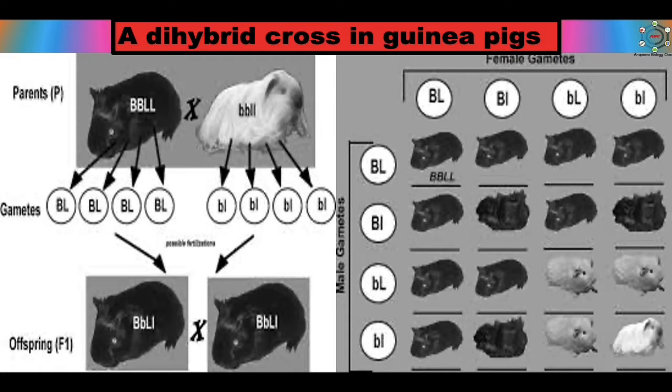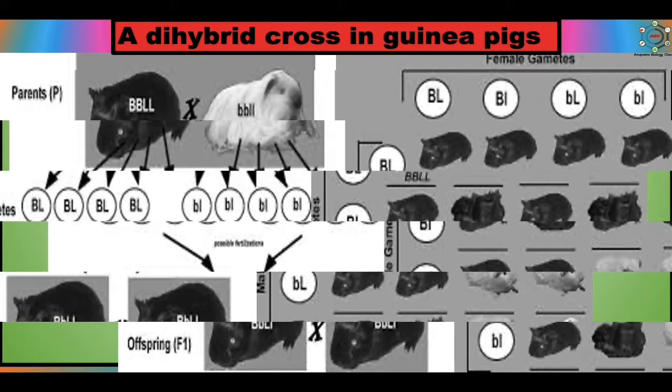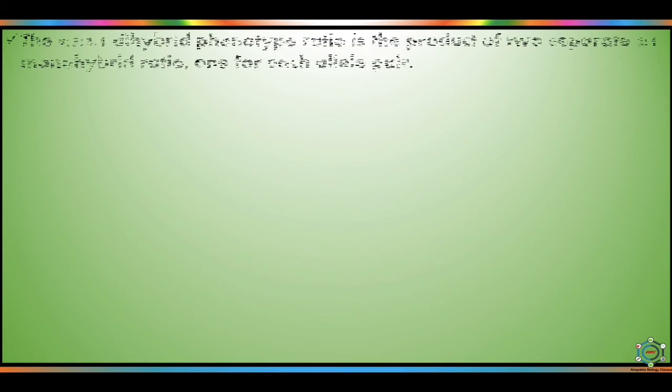Then in the F2 generation, because of the dihybrid cross, 16 offspring form, which shows 9 black short haired, 3 black long haired, 3 white short haired and 1 white long haired. So here the offspring are formed in the ratio of 9:3:3:1.